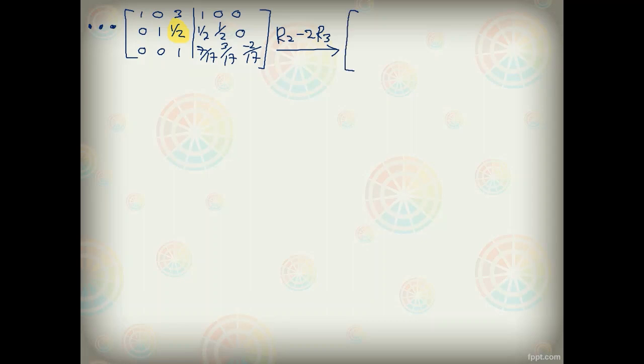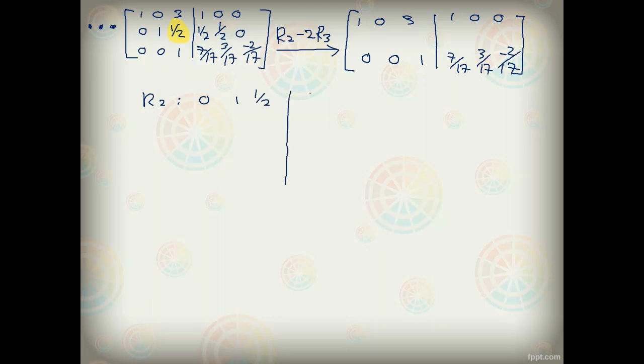Okay, so we write first the row that won't change, which is row 1, 1, 0, 0, and row 3, 0, 0, 1, 7 over 17, 3 over 17, minus 2 over 17. Now only row 2 will change, and row 3 is only a helper to reduce our row 2. What happened here is row 2, 0, 1, half, half, half, 0. We subtract with 2 multiply with R3.